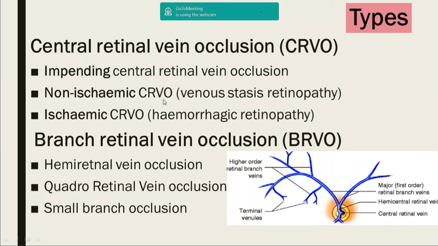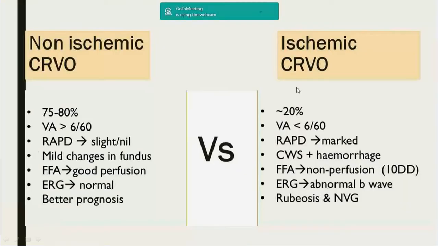Also, central retinal vein occlusions are commonly divided into the non-ischemic type and the ischemic type. Ischemic type is also called hemorrhagic retinopathy, and non-ischemic type is also called venous stasis retinopathy. So differentiating between non-ischemic and ischemic is important. The more commonly encountered one is the non-ischemic. The visual acuity is slightly better when compared to the ischemic CRVO. RAPD is usually not there, whereas relative afferent pupillary defect is usually marked and present in the ischemic type. The fundus changes are milder in the non-ischemic type, whereas they are severe in the ischemic type of CRVO.